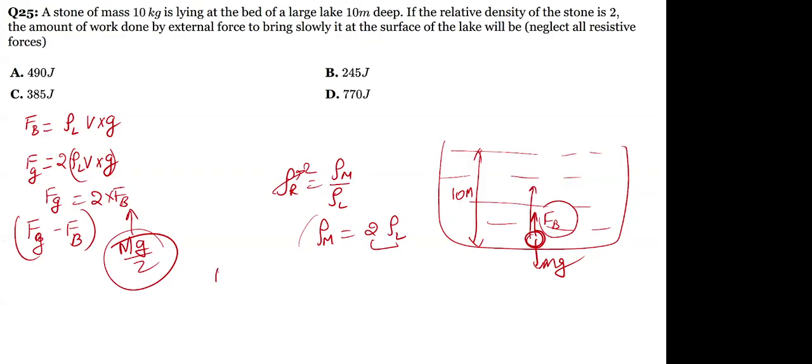Okay. So force into displacement is the work done. So work done will be mgh upon 2. Got it? Now m is also given to you, h is also given to you, and g you have to consider 9.8 here. When you solve it down, the answer will be 490 joule.